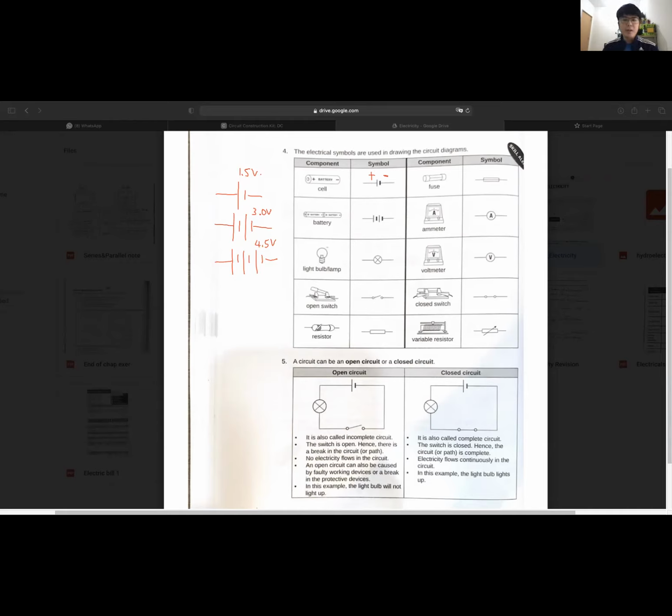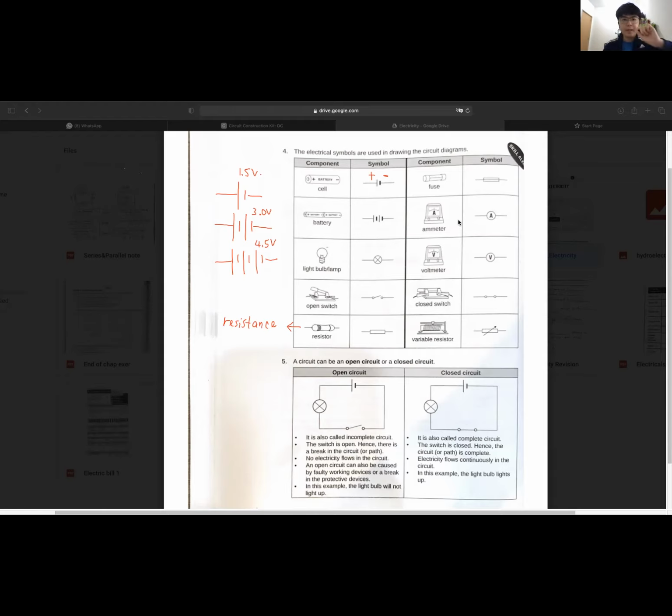And then we have resistor. What is a resistor? A resistor has resistance that slows down the current flow. You can think of it like something that slows down or opposes the current flow. The higher the resistance, the smaller the current will be in the circuit.